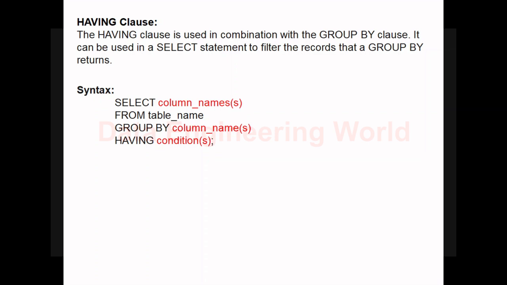We can also use the having clause along with group by, which filters the records that are returned by the group by clause based on a specified condition. So if we look at the syntax, we have just added the having clause at the end of group by. After adding this having clause, we need to specify the condition on which we want to filter out the data.